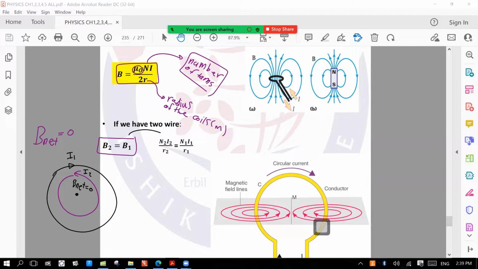So when B1 is equal to B2, we can easily say that N1I1 over R1 must be equal to N2I2 over R2. We already canceled the mu naughts. It is in the case if the magnetic fields were equal to each other.